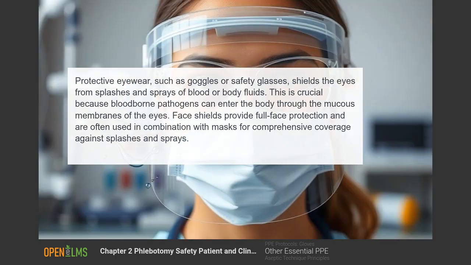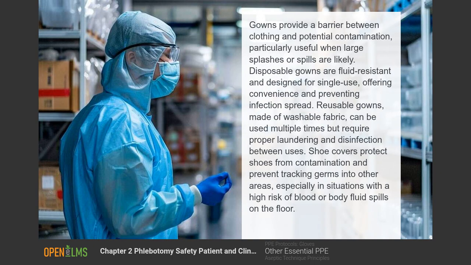Protective eyewear, such as goggles or safety glasses, shields the eyes from splashes and sprays of blood or body fluids. This is crucial because blood-borne pathogens can enter the body through the mucous membranes of the eyes. Face shields provide full face protection and are often used. Gowns provide a barrier between clothing and potential contamination, particularly useful when large splashes or spills are likely.